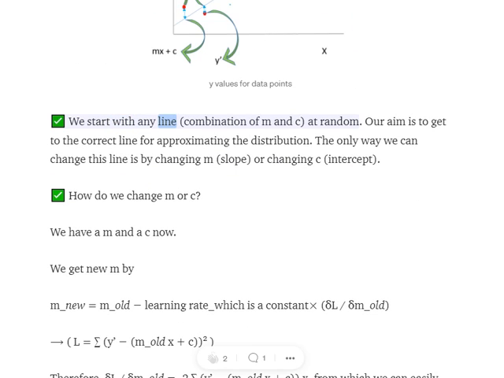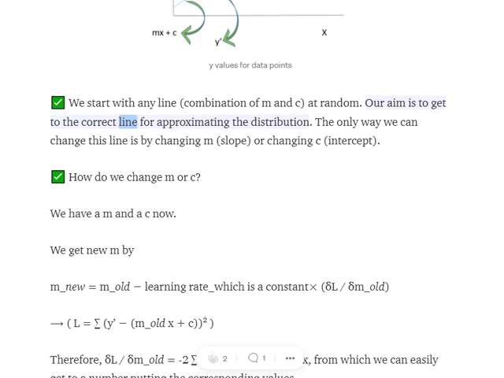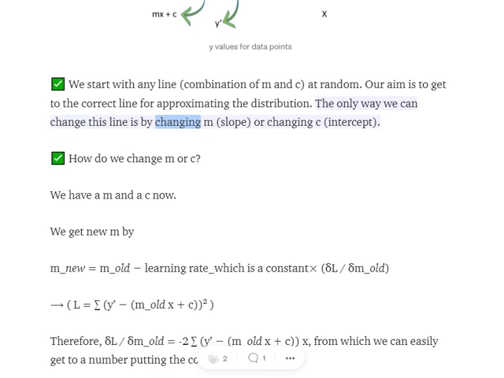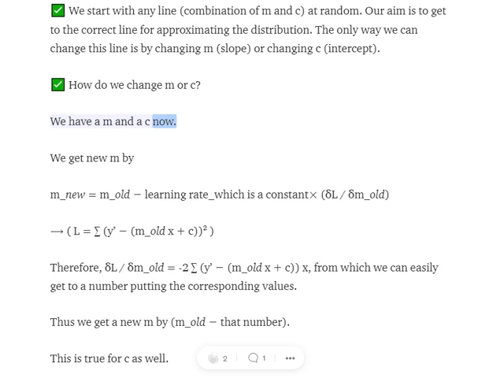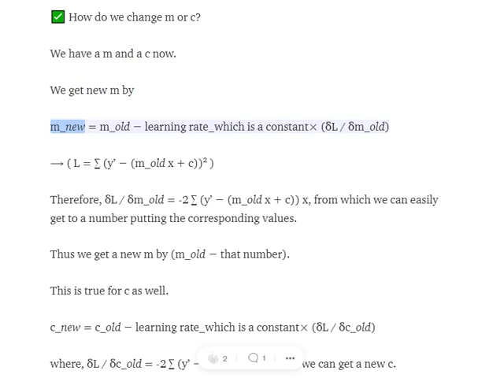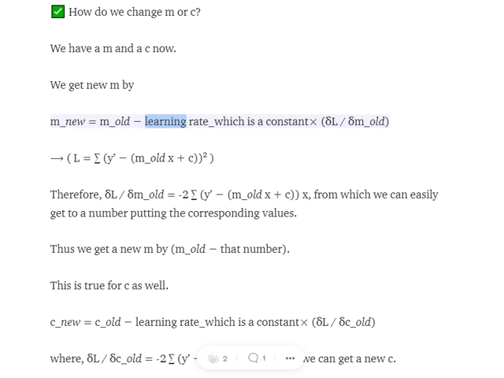We start with any line, a combination of m and c, at random. Our aim is to get to the correct line for approximating the distribution. The only way we can change this line is by changing m, the slope, or changing c, the intercept. How do we change m or c? We have an m and a c now. We get the new m by m_new equals m_old minus learning_rate, which is a constant, times delta L by delta m_old.